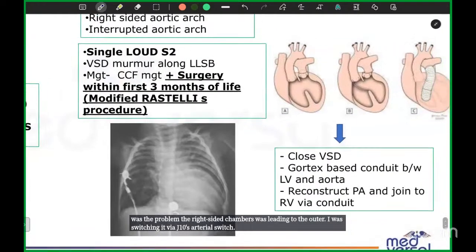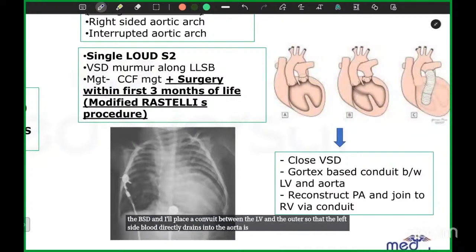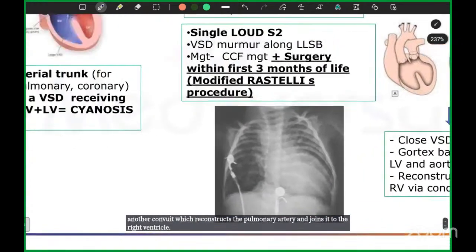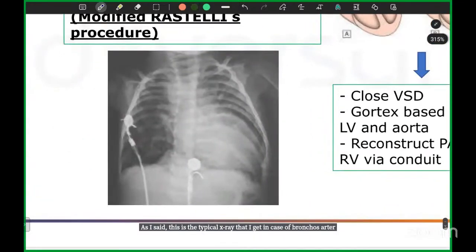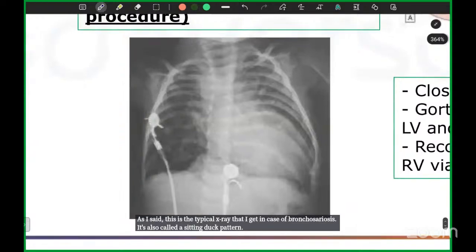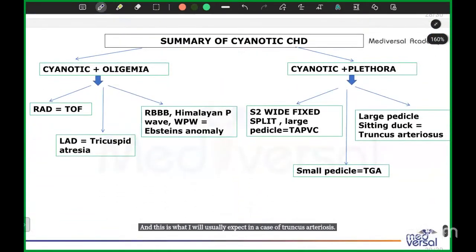Here, in this case, I will simply reconstruct the circuit, because I will close the VSD, and I'll place a conduit between the LV and the aorta, so that the left side blood directly drains into the aorta. There's no problem. And I will create another conduit which reconstructs the pulmonary artery and joins it to the right ventricle. As I said, this is the typical X-ray that I get in case of truncus arteriosus. It's also called a sitting duck pattern, and this is what I will usually expect in a case of truncus arteriosus.